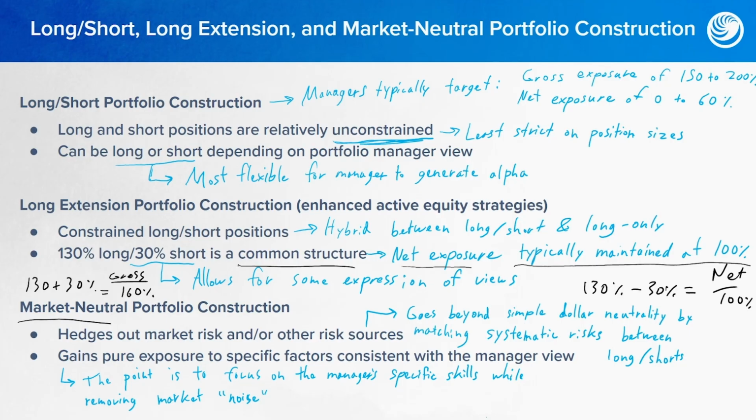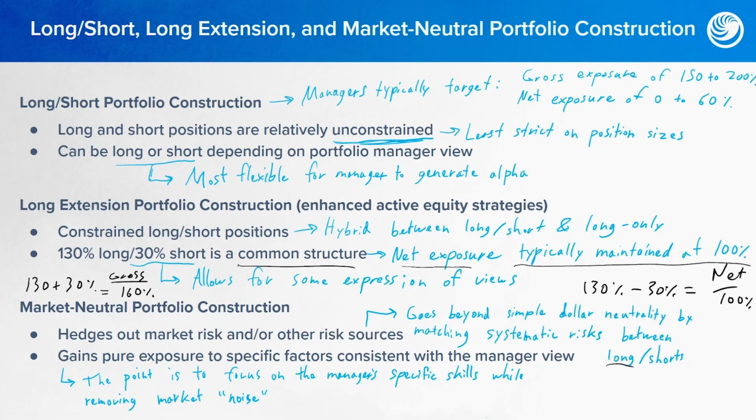And the final construction method is for market-neutral portfolios. In this type of portfolio, we're going to hedge out market risk and other risk sources. This goes beyond simple dollar neutrality by matching systematic risks between long and short positions. An example of this would be we want to have a portfolio beta of 0 by offsetting these risks between the long and short positions.